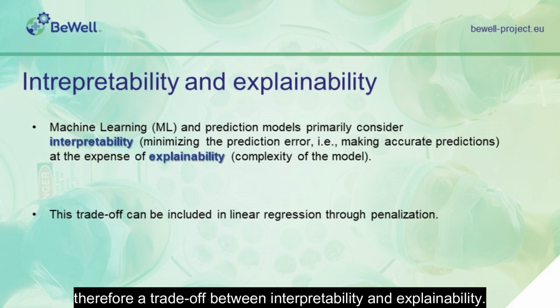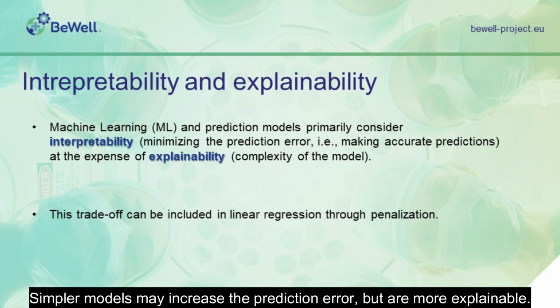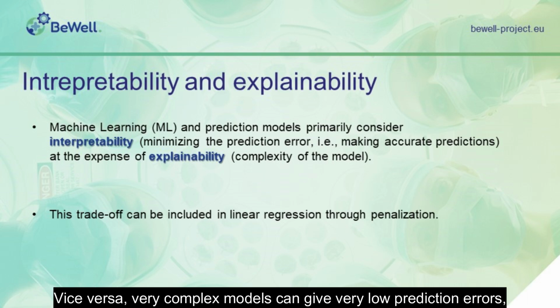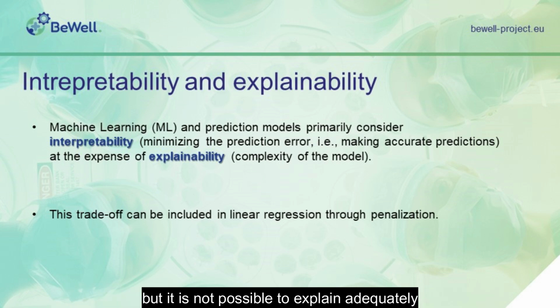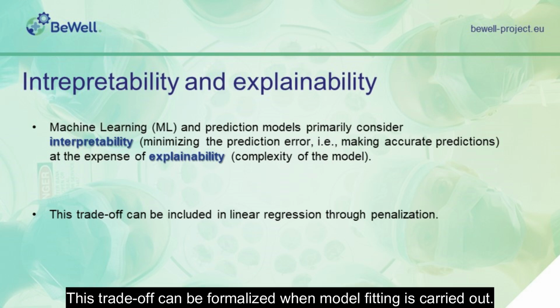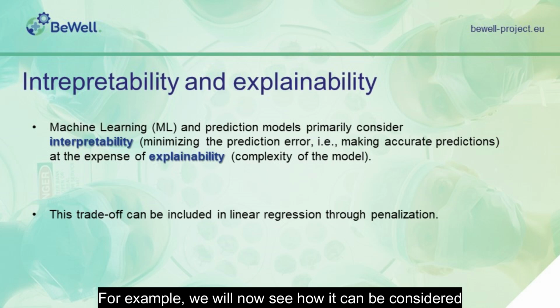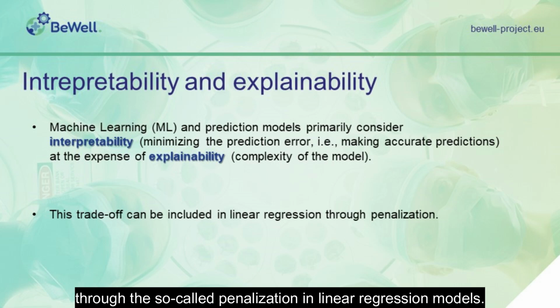There is therefore a trade-off between interpretability and explainability. Simpler models may increase the prediction error, but are more explainable. Vice versa, very complex models can give very low prediction errors, but it is not possible to explain adequately where the prediction comes from. This trade-off can be formalized when model fitting is carried out. For example, we will now see how it can be considered through the so-called penalization in linear regression models.